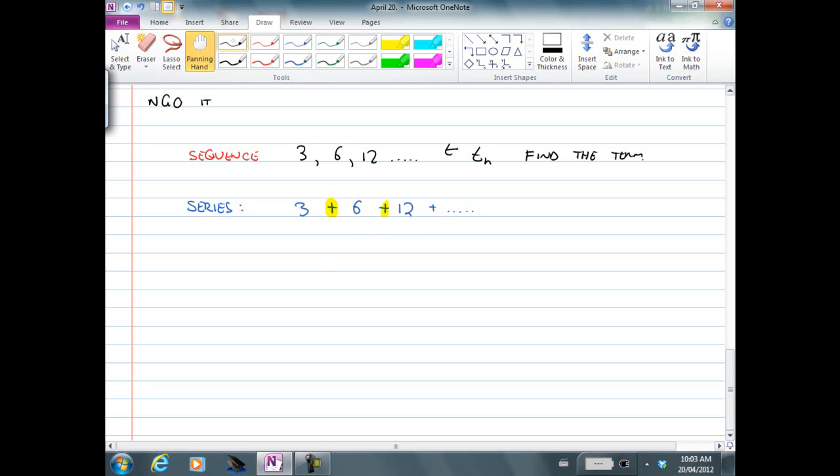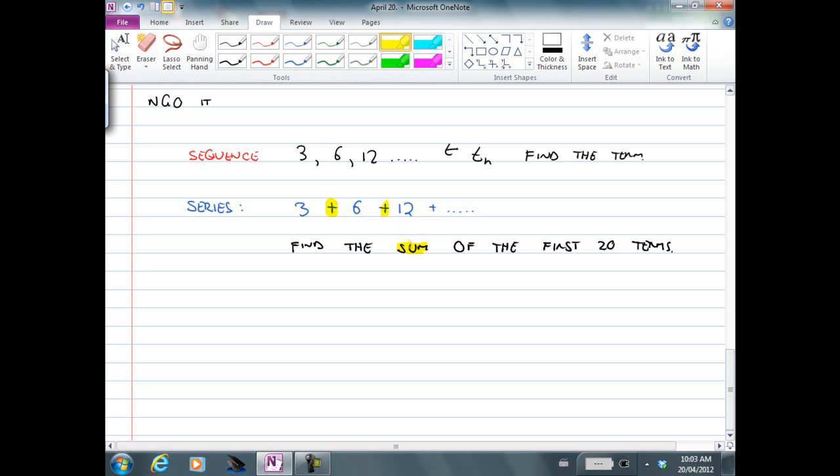The same concept. If I ask you, find the sum of the first 20 terms. I would get my calculator, go 3 plus 6 plus 12 plus so on, up to 20. But it takes too long. And the key word I want to highlight is sum.